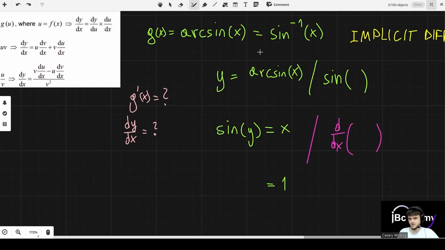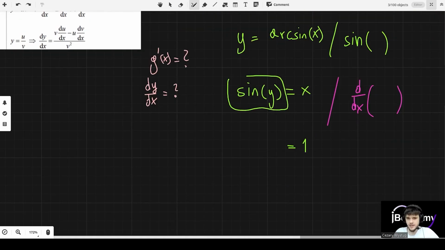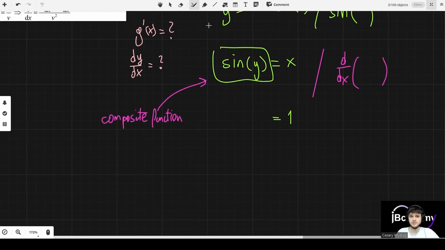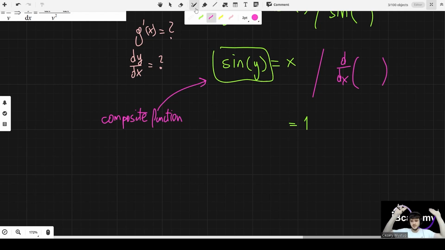okay? This here is a composite function. Yeah, we're doing implicit differentiation now, but I'm just showing you how it works, right? And just like chain rule, basically. This is a composite function when the x is the argument. So we need to use chain rule in order to differentiate that, basically. That's what this whole implicit differentiation thing is about, just chain rule, basically, right?